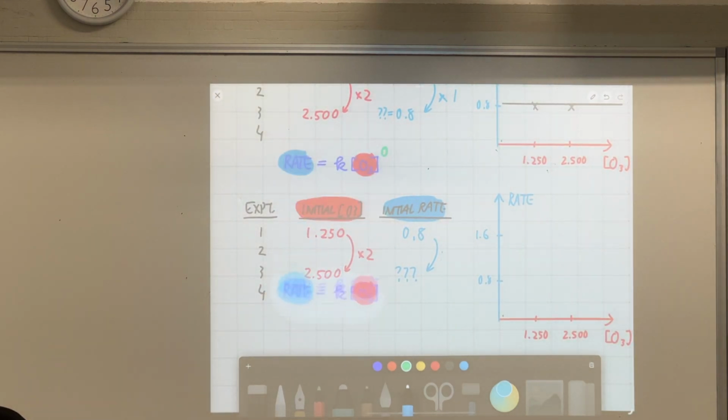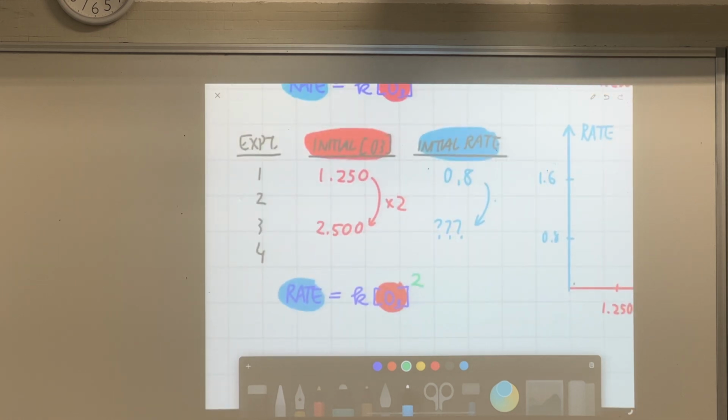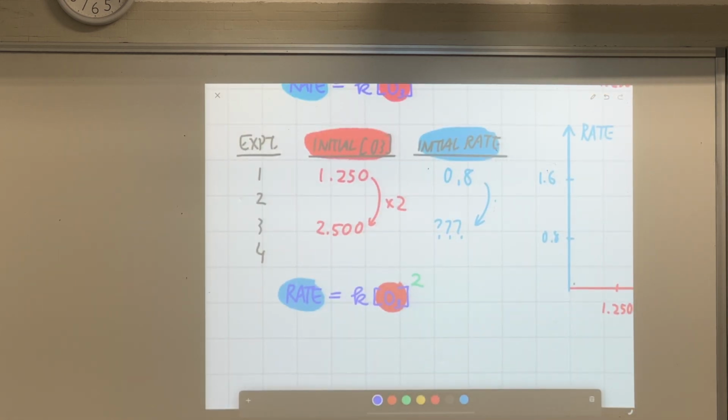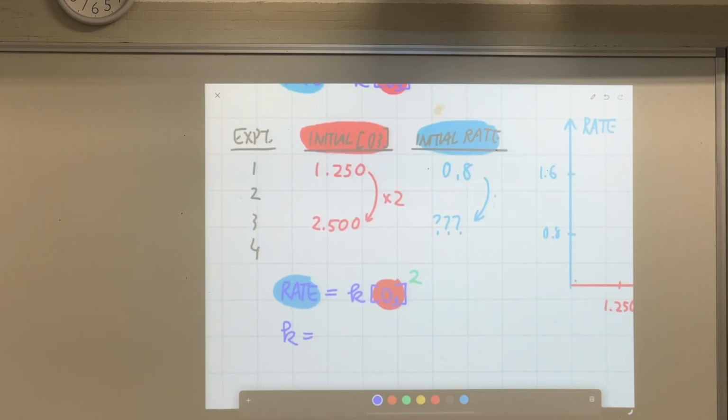What if you have rate equals K times concentration to the power of 2 then? First, when you put 1.25 into here and you get rate equals 0.8, what is the rate constant? So what is K? If rate is 0.8, let me plug this number in. The ozone concentration is 1.25, and this is squared. So what would K be? 0.512. Is it exact? Yes, it's exact. Okay, so K is 0.512.